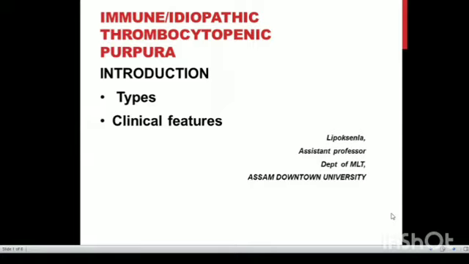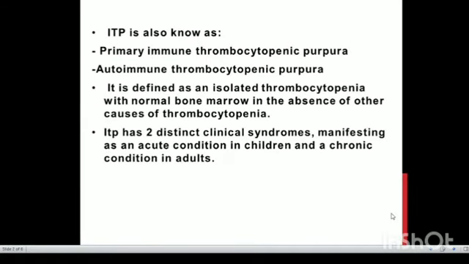It is the most common form of thrombocytopenia as well as the most common form of immune thrombocytopenia. In ITP, there is increased destruction of platelets by immune mechanisms, mainly by an autoimmune mechanism. Hence, it is also referred to as autoimmune thrombocytopenia. ITP is also known as primary immune thrombocytopenic purpura or autoimmune thrombocytopenic purpura.